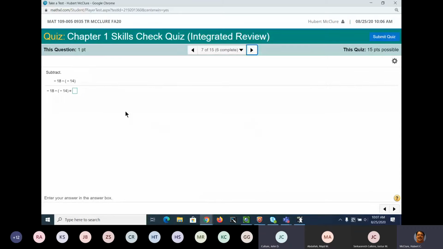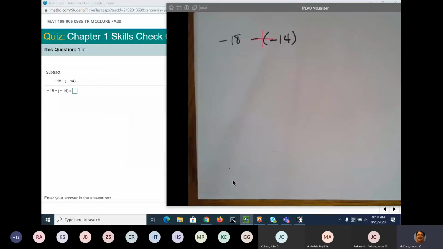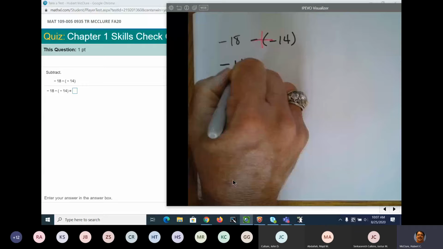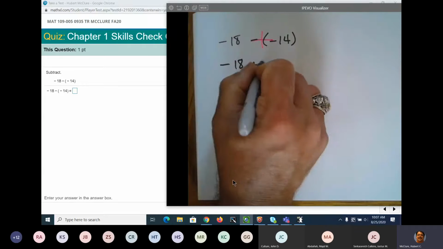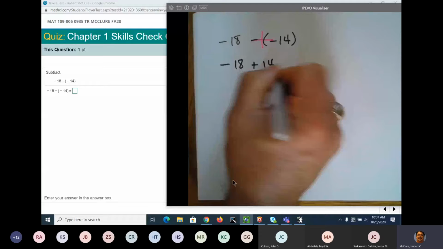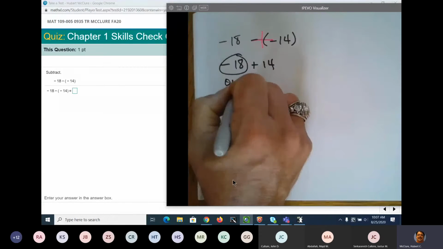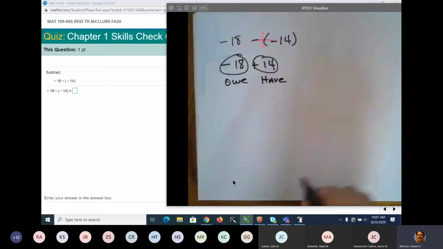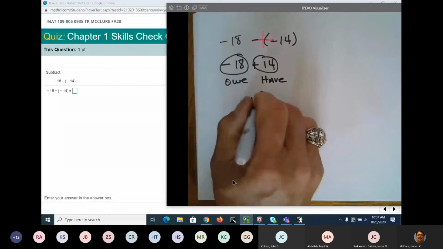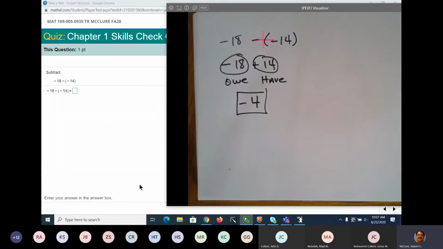Okay, here's another one. Negative 18 minus a negative 14. Well, we got 2 negatives together. And when you have 2 together, it turns into a positive. So you can rewrite this as negative 18 plus 14. You owe $18. You have $14. You still owe money. So the answer would be negative 4.